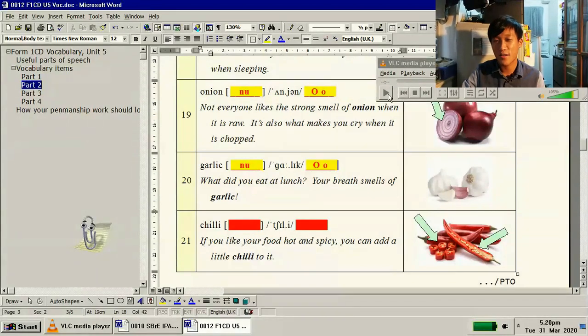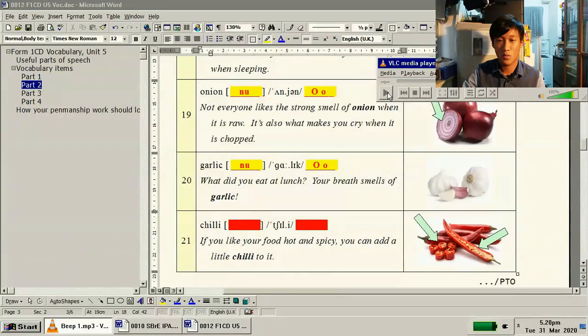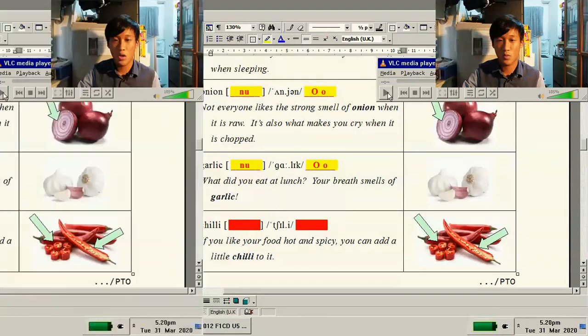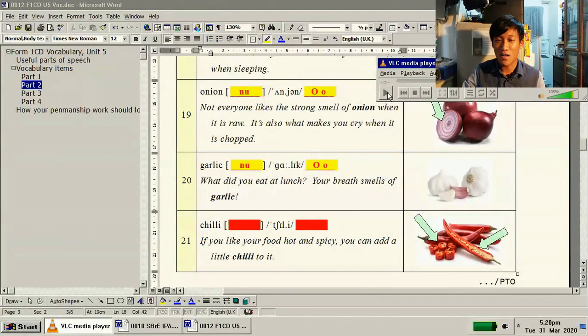Okay, practice reading together. Garlic. What did you eat at lunch? Your breath smells of garlic.